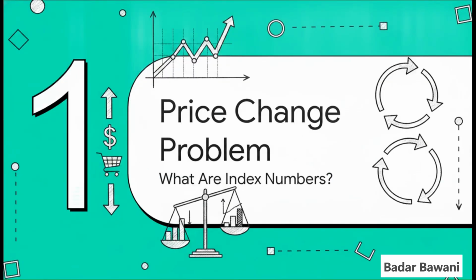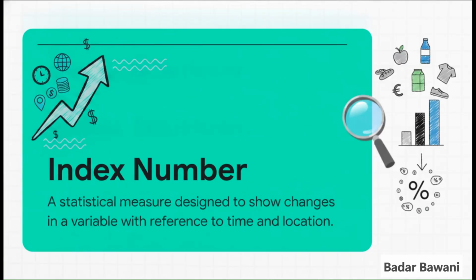Section 1. The price change problem and what are index numbers. Okay, let's start with a formal definition from the economist Spiegel. He states that an index number is a statistical measure designed to show changes in a variable or a group of related variables with reference to time, geographical location, and other characteristics. Sounds a bit dense, right? So what's the actual takeaway here?